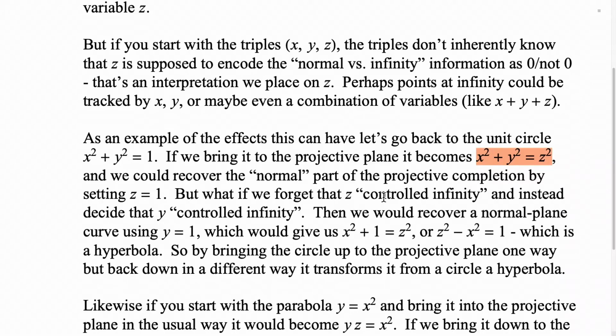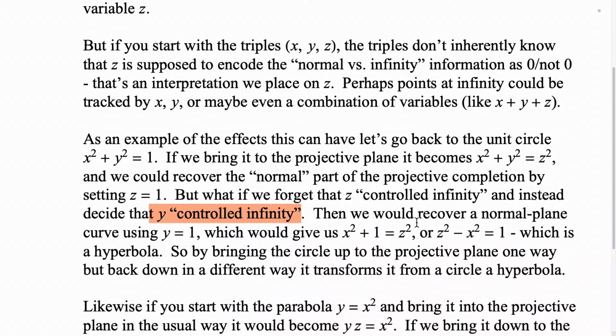But what if after bringing it up to the projective plane, you forgot that z was to control infinity, and instead decided that y was going to control infinity? Then you would recover the normal plane part of the curve by using y equals 1 instead of z equals 1. If you put y equals 1, you'll get x squared plus 1 is z squared, or z squared minus x squared is 1. And that's not a circle, that's actually a hyperbola. So by bringing the circle up to the projective plane one way and bringing it back down in a different way, it actually transforms the unit circle into a hyperbola.